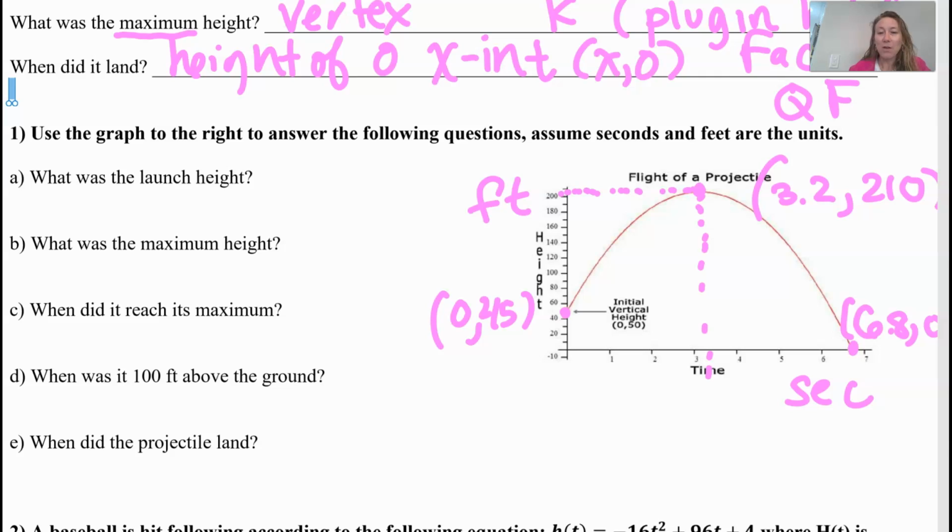So what was the launch height? Oh, so that would be the starting height. So we're looking for the y value. We're looking for the 0, comma c, the y-intercept. And in this case, it is 45, not 40, 45 feet, approximately.